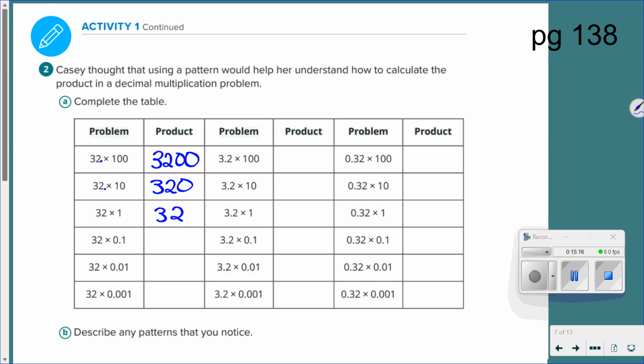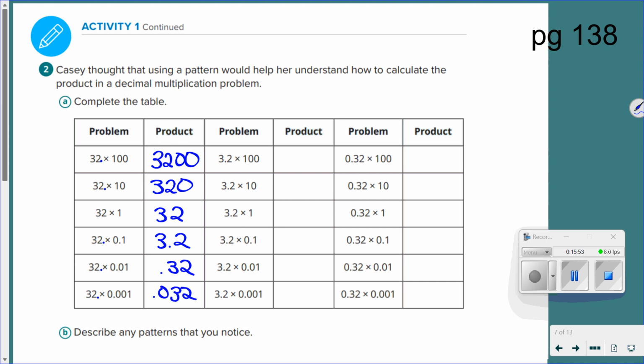Now I am multiplying by a decimal. So if my decimal is after the ones place, is it going to move to the right or to the left? Now it's moving to the left. How many times? 1, and I get 3 2/10. How many times is it going to move when I multiply by 100th? Twice. To the right or to the left? Left. And when I multiply by 1,000th, how many times is it going to move? 3 times. To the right or to the left? Left. And I get 32 thousandths.